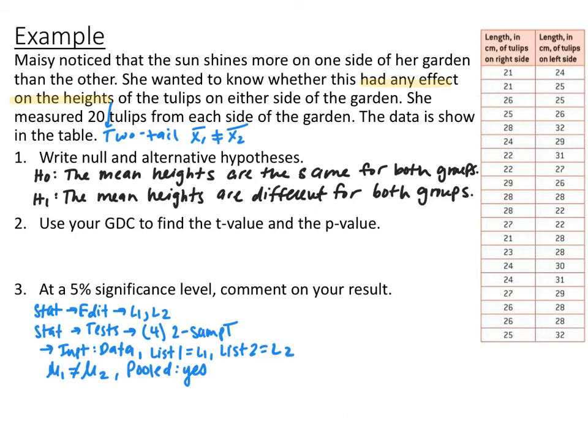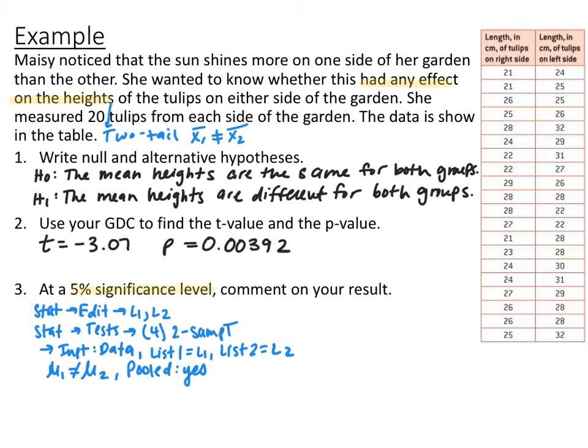Again, I'll show you how to do this in class, but the way we're going to do it is you're going to go into Stat, Edit, and L1 and L2 are going to be your two lists. Then you're going to go to Stat, Test, and go down to number 4. We're always going to use this one, the two-sample t-test. You want your input to have data highlighted. List 1 should be L1, list 2 should be L2. Since we're doing a two-tailed t-test, you want the mean of the first one to not equal the mean of the second one. That's going to change depending on what type of t-test we're doing. And then you want pooled to have yes highlighted. So go ahead and try that and find your t-value and your p-value.